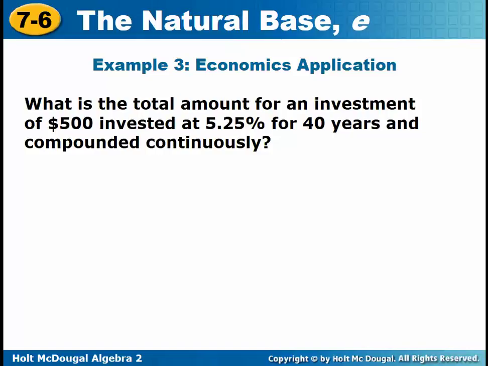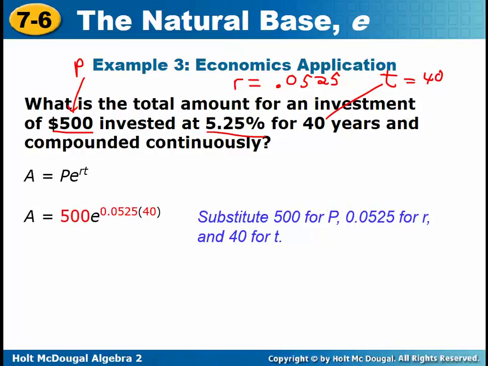All right, here's the problem. What is the total amount for an investment of $500 invested at 5.25% for 40 years and compounded continuously? First of all, you need to write the formula down. Then we need to say, what is A? That's what we're looking for. What is P? This is P right here. That's how much you're putting into your account. R is right here, but you have to change that to a decimal. And this would be t right here, so t is going to be 40. That's everything that we need. Now we plug those values in, and then you use your calculator.